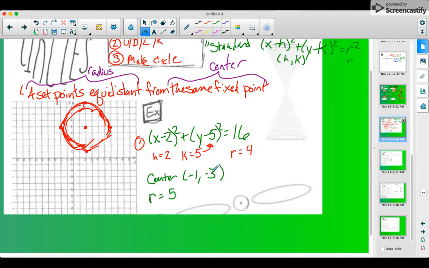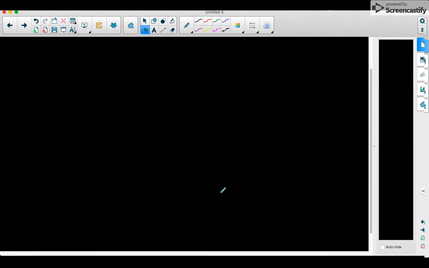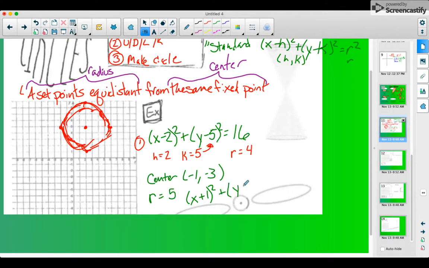Well, we know h and k, we know r, we're just going to plug them in. Now it does not matter if you plug them into standard form or graphing form, as long as you plug them in. So x minus a -1, which is +1, and then y minus a -3, which is +3, equals our radius squared. You could put either 5 squared or 25 and you would be absolutely correct.